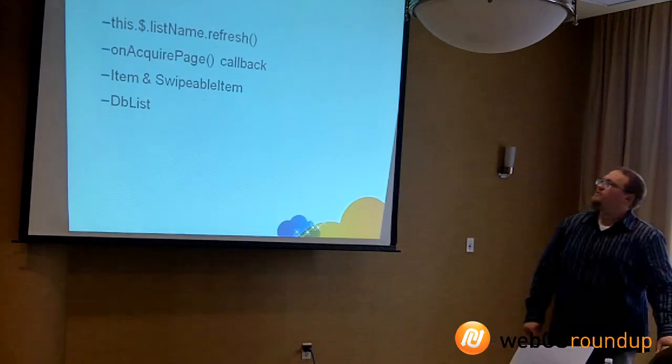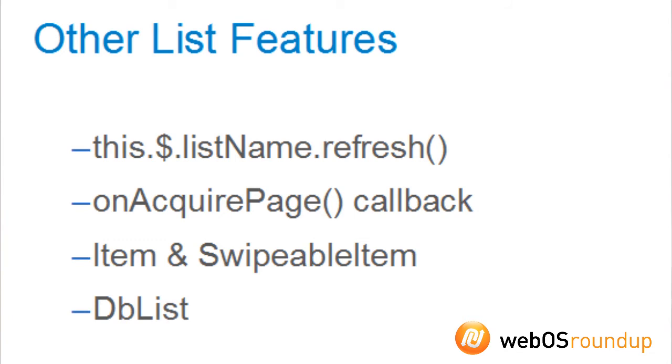List features have certain things. So when you change something on a list, you have to then refresh or render the list. And both work pretty much the same. So that's what the first one is, just saying this.$.listName. That's how you access the list. .refresh the list. That'll refresh everything in it and rewrite it to the screen.